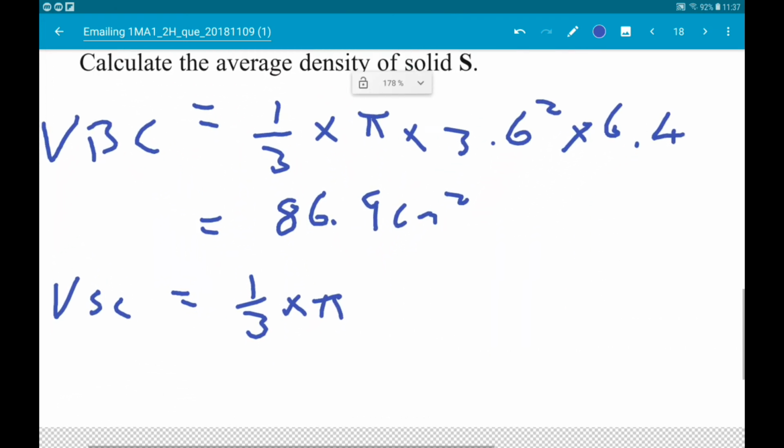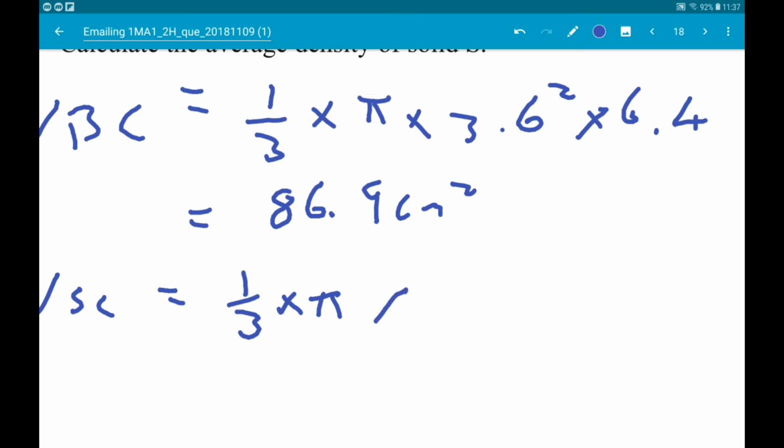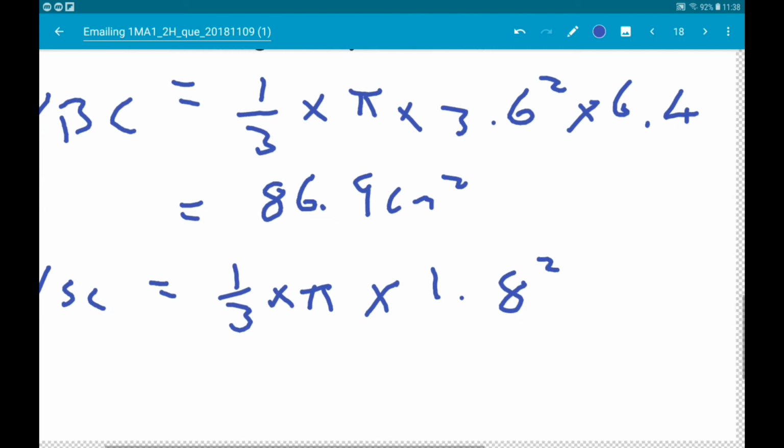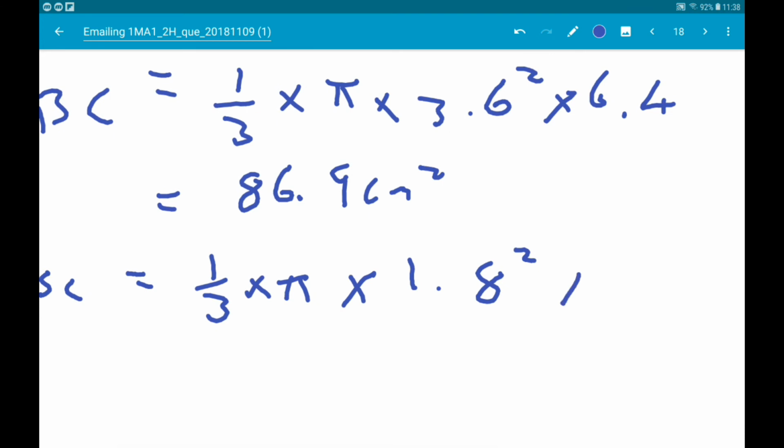So we have 1/3 times pi times 1.8 squared, and the height is 3.2. So that gives us, drop my board. Okay, so that gives us 10.9 centimeters cubed.